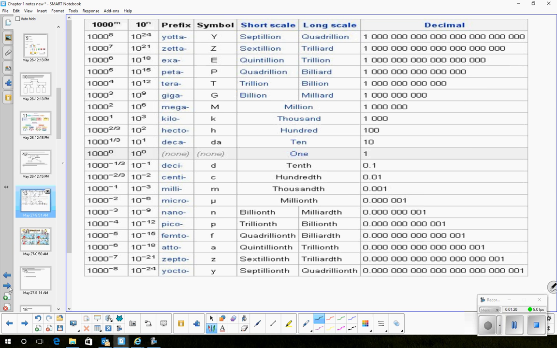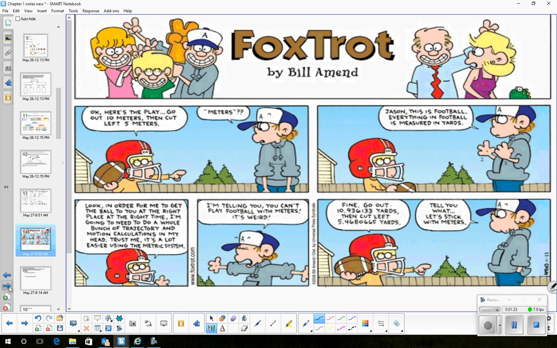All right, just for fun. Okay, here's the play. This is a good one for football day, right? Game day. Go out 10 meters, then cut to the left 5 meters. Meters, Jason, this is football. Everything in football is measured in yards. Look, in order for me to get the ball to you at the right place at the right time, I'm going to need to do a whole bunch of trajectory and motion calculations in my head. Trust me, it's a lot easier using the metric system. I'm telling you, you can't play football with meters. It's weird. Fine. Go out 10.936133 yards, then cut left 5.4680665 yards. Tell you what, let's stick with meters.